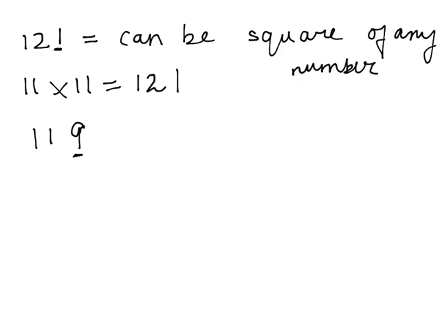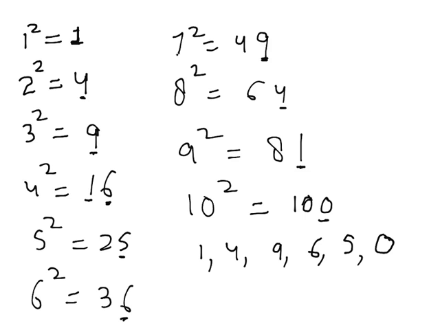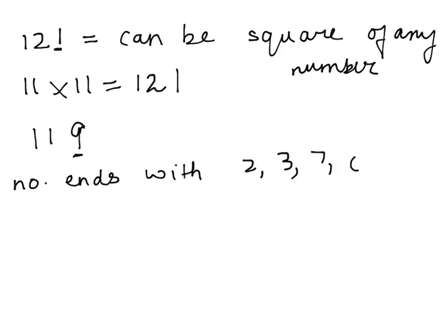But the numbers that end with 2, 3, 7, 8 at the unit place are surely not the square of any number.